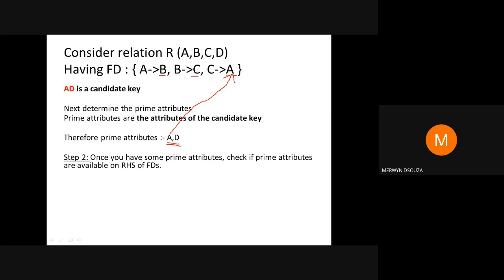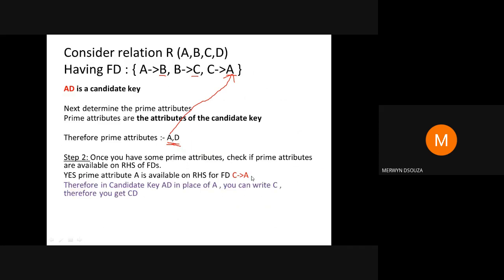Since we have found the prime attribute A on the right hand side for the given functional dependency, C determines A, what we will do is, in the candidate key AD, which we had already found, in place of A, we can write C, since it is given that C determines A. So therefore you will get CD.